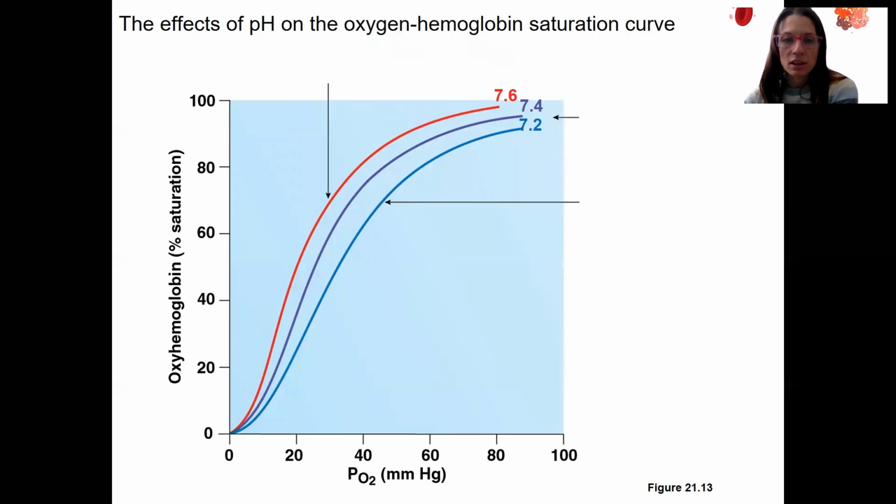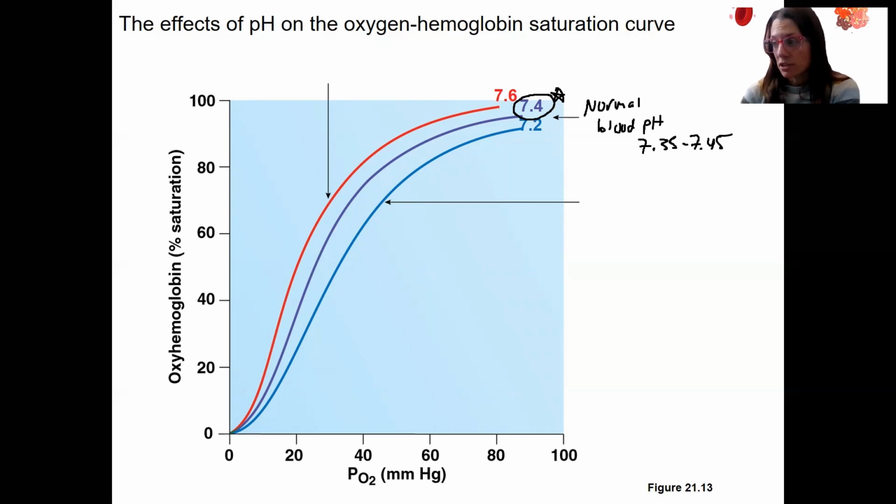So here is, what is this? What's normal? Well, I'll tell you, normal blood pH is between 7.35 and 7.45. So this is our normal. This is the oxygen hemoglobin saturation curve in purple. That's kind of our normal that we drew in the previous slide.